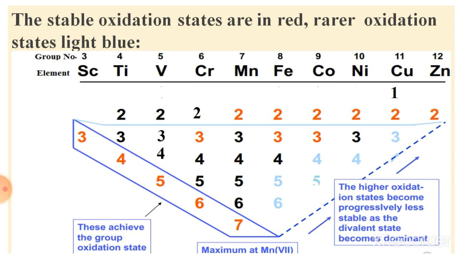Now some more points to note down. Scandium is more stable in the +3 oxidation state. It does not show variability. This is due to noble gas configuration, just like argon. Similarly Zn does not show variability in oxidation state. So this is also due to the fully filled d orbital configuration.